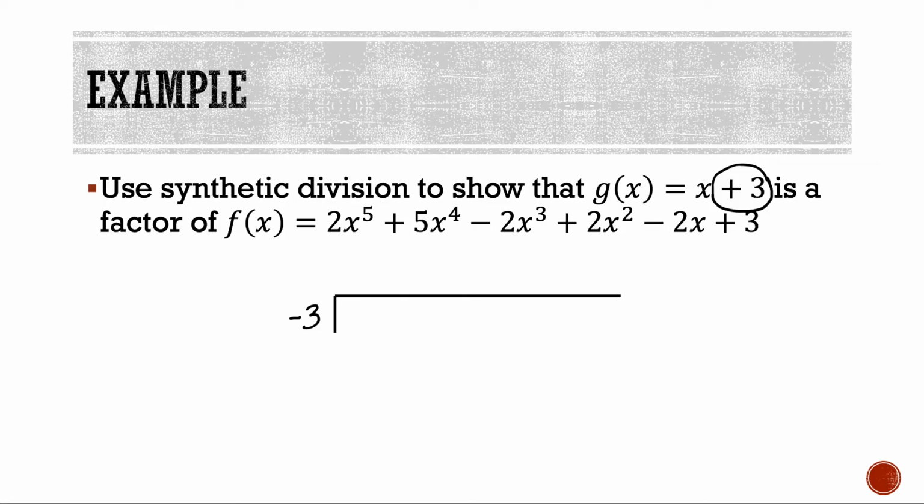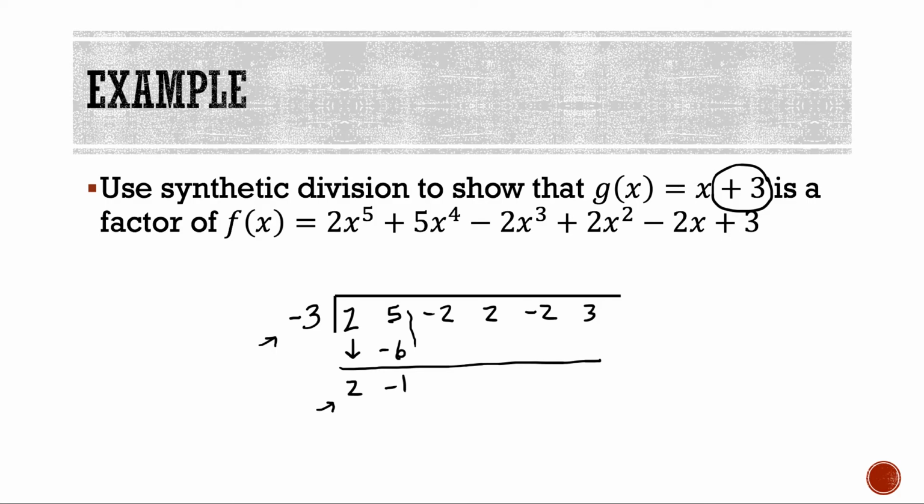And then we're going to put the coefficients of f underneath. We don't need any zeros here because every term is accounted for. So I'm going to start with 2, 5, negative 2, positive 2, negative 2, and 3. And then we're ready to begin our process. So I'm going to start by dropping the 2 down. And then we're going to multiply and add. So again, we're going to start by multiplying negative 3 times positive 2, putting the answer right here, and then we're adding. So 5 and negative 6 is going to give me negative 1.